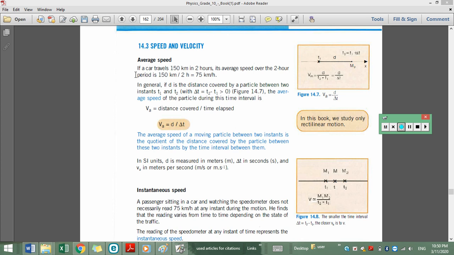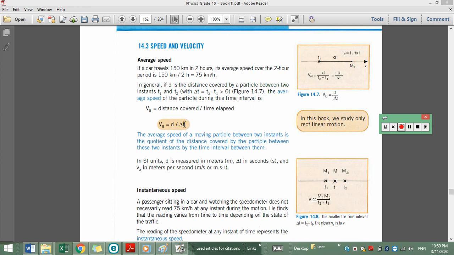Here they give you an example. If a car travels 150 kilometers in 2 hours, its average speed over the 2-hour period is 150 kilometers per 2 hours, which is 75 kilometers per hour. So what did we apply here? We applied the formula V average equals total distance over total time.